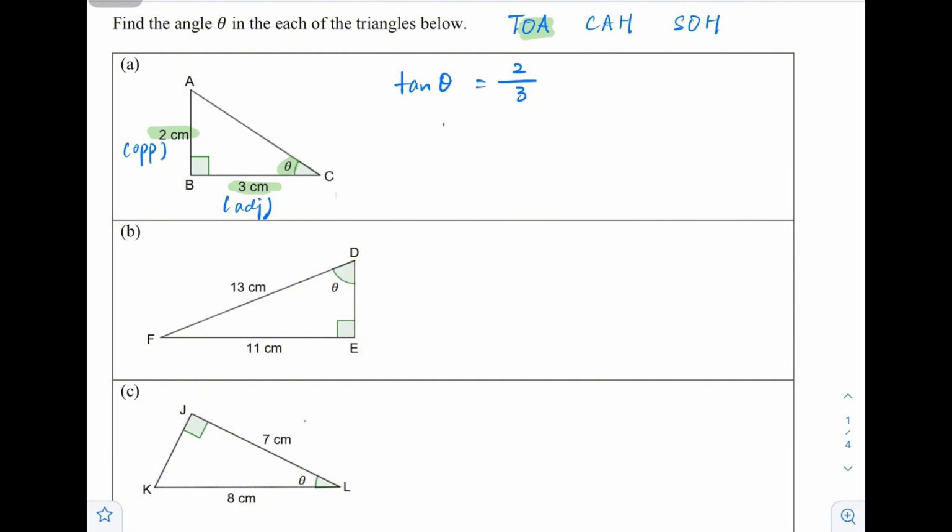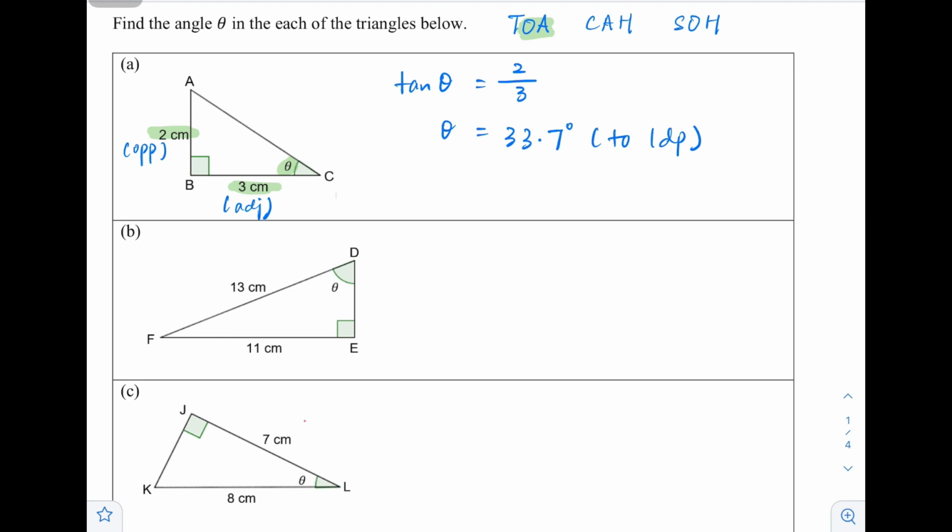Alright, so in order to find the angle theta, what we need to do is to use the inverse trigonometric function on our calculator. Again, make sure that your calculator is in the degree mode. Press the second function button, press tangent and then 2/3, and that will give you the value of the angle, 33.7 degrees. For angles, we always round to 1 decimal place unless otherwise stated.